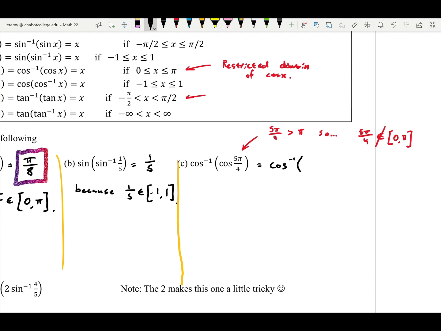First, let's evaluate cosine of 5 pi over 4. We could do the reference angle thing. If theta equals 5 pi over 4, theta prime is going to be the reference angle. We can draw a little picture here.